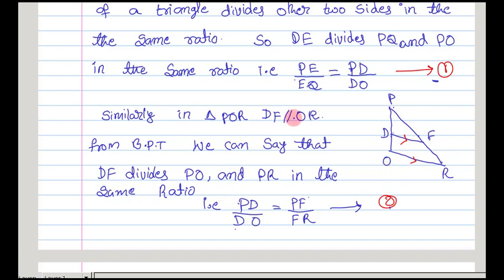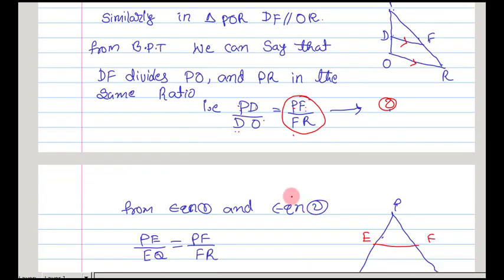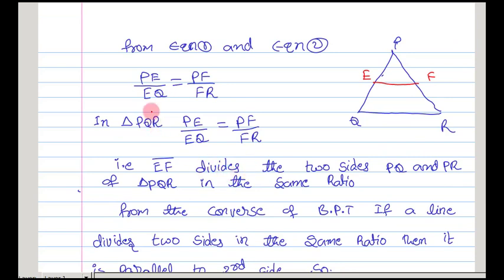And now we have to compare both equations, equation 1 and equation 2. In equation 1, PE by EQ is equal to PD by DO. And in equation 2, PD by DO is equal to PF by FR. If you observe, these two quantities are equal to the same quantity, that is PD by DO. So from equation 1 and equation 2, we can write that PE by EQ is equal to PF by FR.